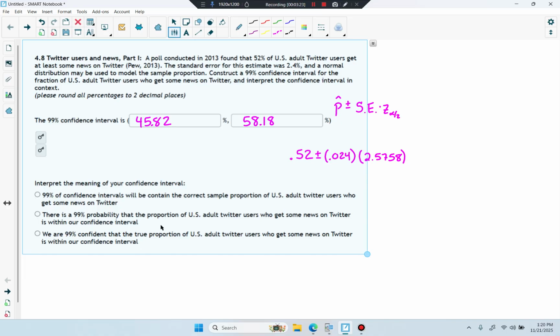So if you took a large number of samples from the population and calculated the mean from those samples, 99% of those means would fall between these two values. So this bottom one is the way you would interpret it. We are 99% confident that there is a value of the true proportion. We don't know what it is. We're trying to estimate it using the sample. But whatever it is, we're 99% positive that it's somewhere between these two numbers. That's what the confidence interval tells us.